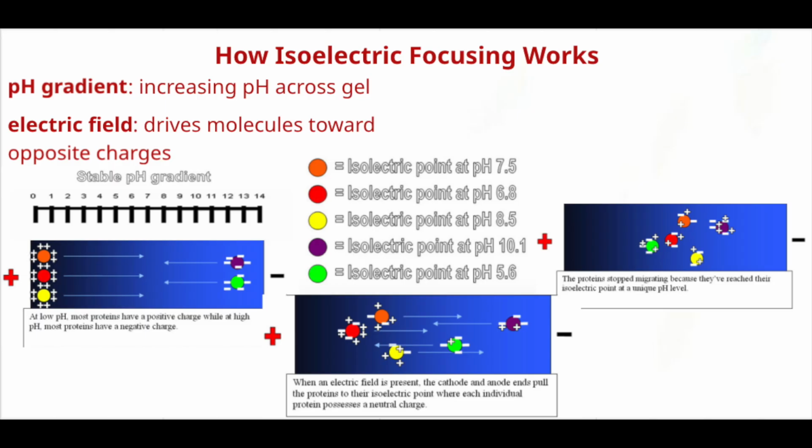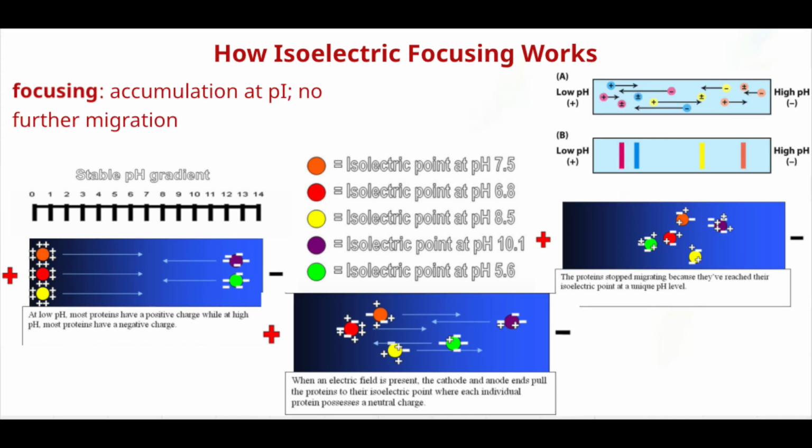And now things get exciting, looking at how isoelectric focusing actually works. Isoelectric focusing uses a gel embedded with a stable pH gradient, ranging from acidic, a pH of about 3, to basic, pH of about 10 or more. We apply an electric field across the gel. This pH gradient is just an increasing pH across the gel, and the electric field that we apply drives molecules toward opposite charges. Proteins in this setup will migrate based on their net charge, positive toward cathode, negative toward anode.